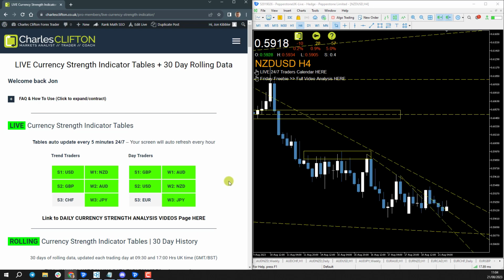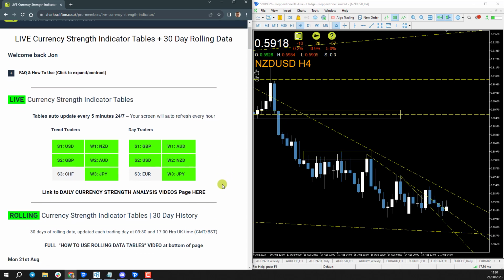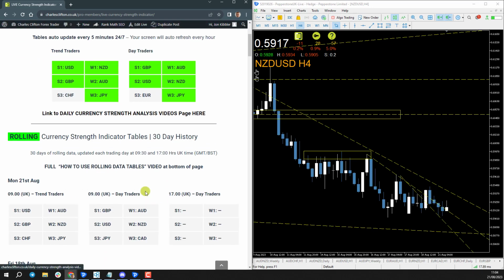Here you can see we have our tables in front of us, and there's not been too much change. Technically, over the weekend we are still looking more at the fact that the pound is S1 on our day traders and Aussie is W1, followed by the New Zealand dollar. We have had some changes though in the past hour or two, where the yen was actually featured as the second strongest currency, and that has changed quite dramatically.